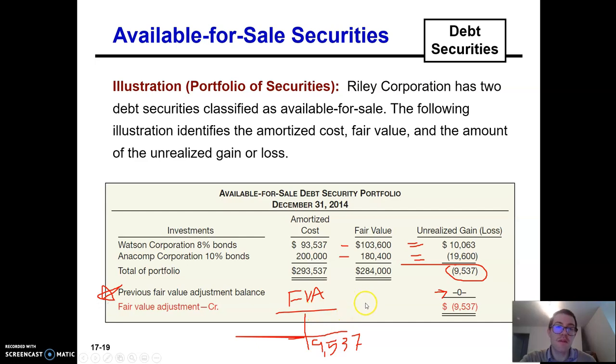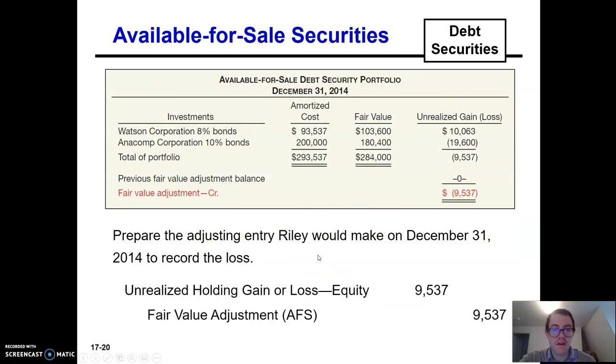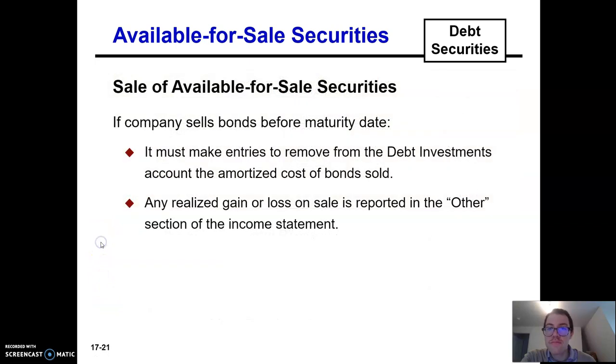This is a lot like doing the bad debt expense. You need to understand where you're starting out, because this information here, the fair value adjustment credit of 9,537, that's where you want to end up. But if you already have a balance in there, then you're not going to have to credit it for as much. But as it is, it's pretty simple in this case. You credit it for the full amount to record the loss.